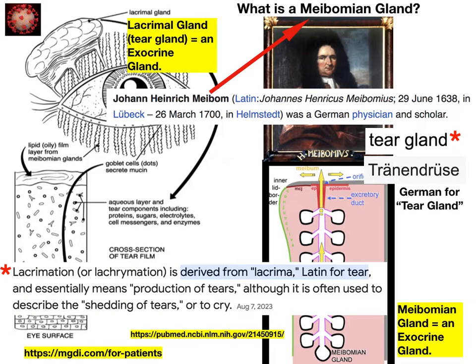For instance, the term tear gland, which is an alternative term for a lacrimal gland, if you translate that into a language like German, the word is Tränendrüse, which means tear gland compressed into a single word. Johann Heinrich Meibohm would probably recognize Tränendrüse as tear gland, where it is possible that he would be unable to recognize the term lacrimal gland, which has been agreed upon through international convention.